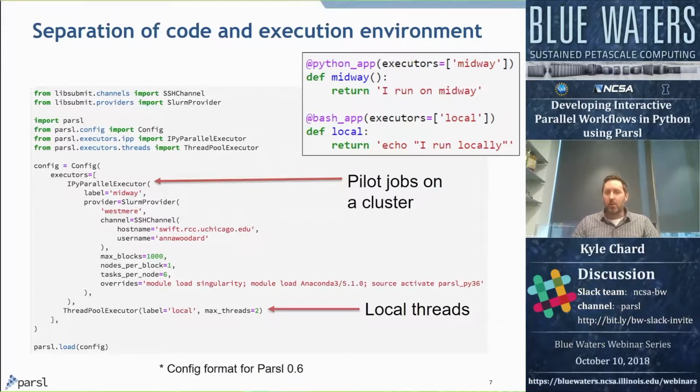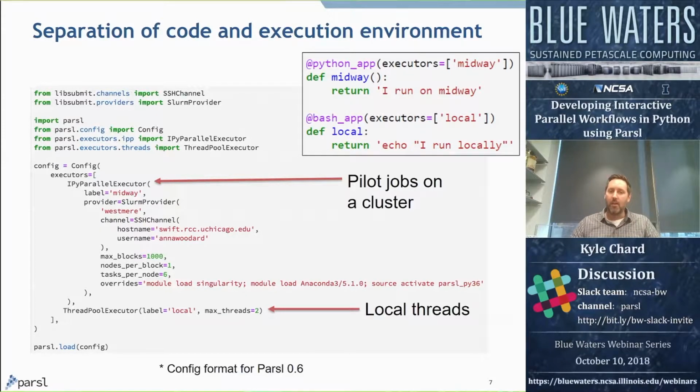The way we accomplish this separation of code and execution environment is through a decoupled configuration model. You see here some Python code on the left that defines a configuration for using a pilot job model for the Midway cluster here at the University of Chicago. It uses Slurm and submits to the Westmere queue. It uses an SSH channel to submit remotely to that queue and defines allocation-level information around how many nodes we need and how many jobs we want to run per node.